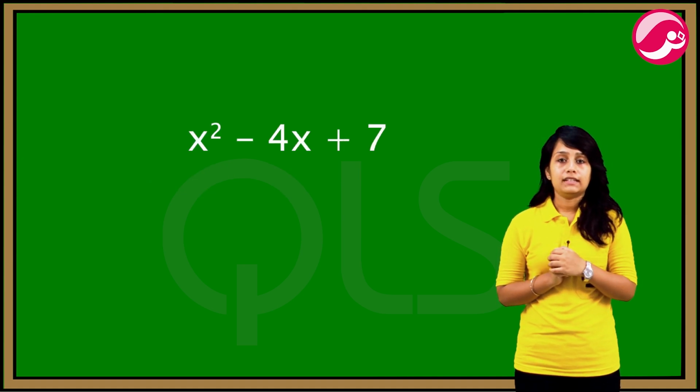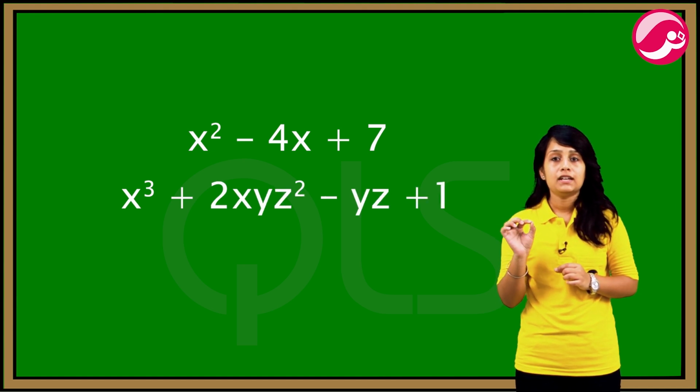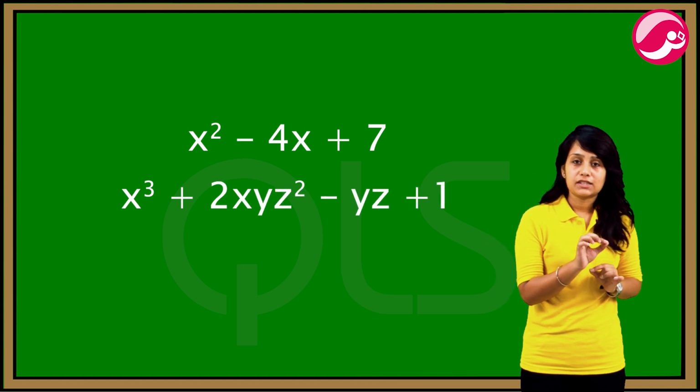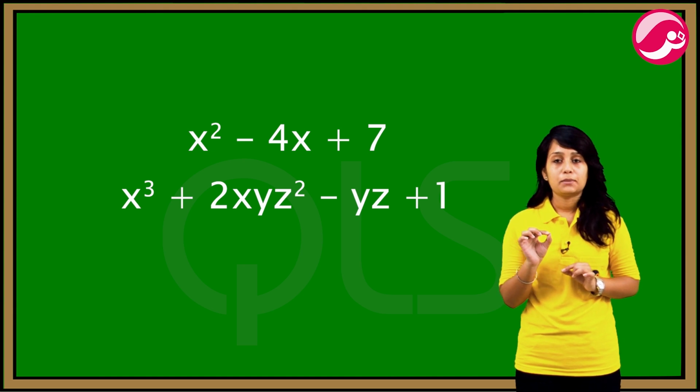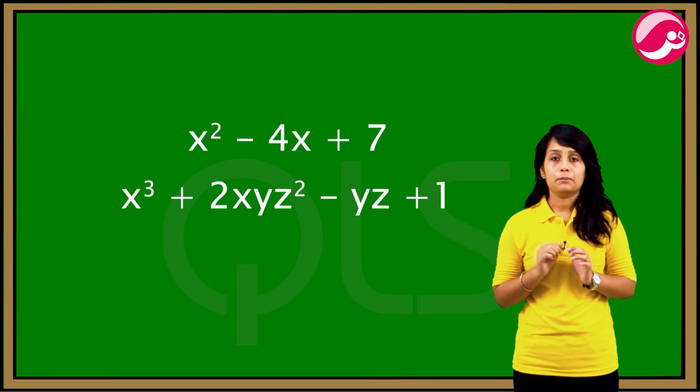Let's take another polynomial: x cube plus 2xyz square minus yz plus 1. It has 3 variables: x, y and z.